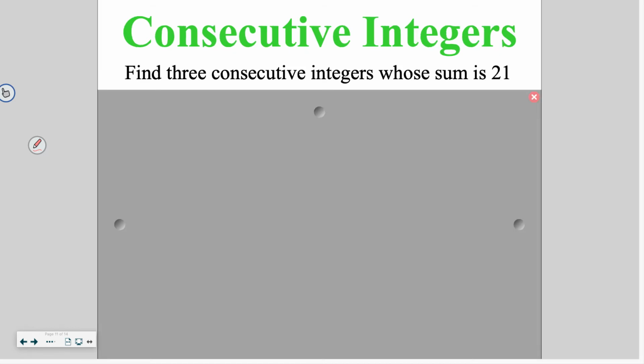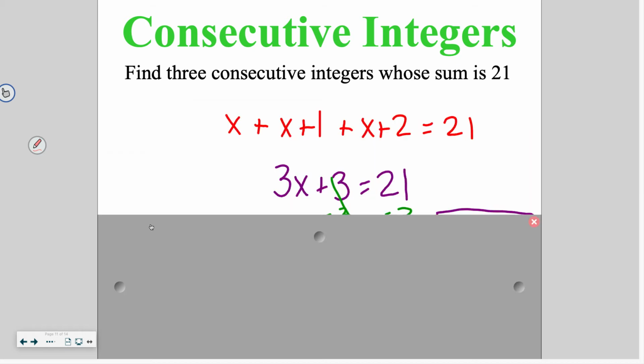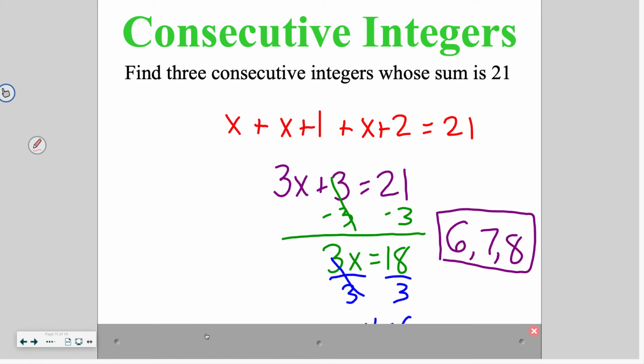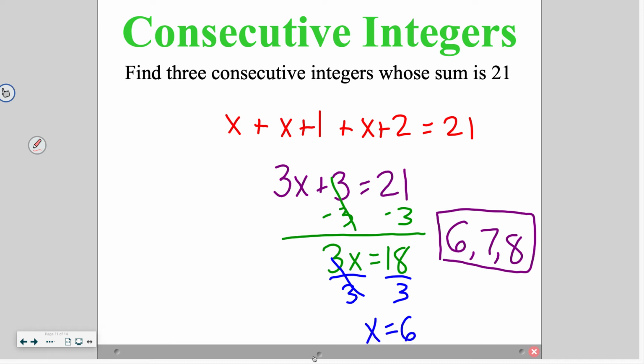Go ahead and try this one on your own, finding 3 consecutive integers whose sum is 21. Adding them up, we've got x plus x plus 1 plus x plus 2 equals 21. Using SAD MEEP to solve, you're going to get a value of x is equal to 6, so your numbers are 6, 7, and 8.